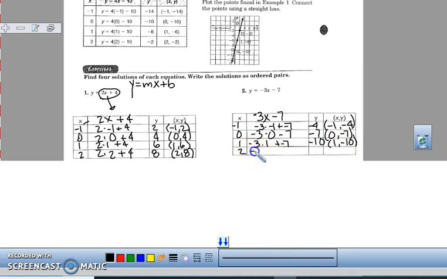And then I've got negative 3 times 2 plus negative 7 or minus 7, whichever you prefer. That gives you negative 6 plus negative 7, which is negative 13. That gives you (2, -13).